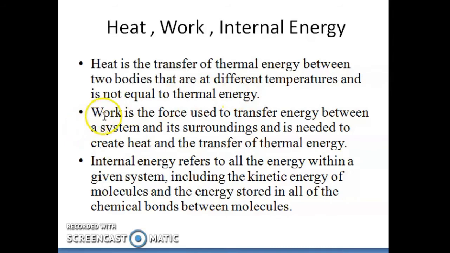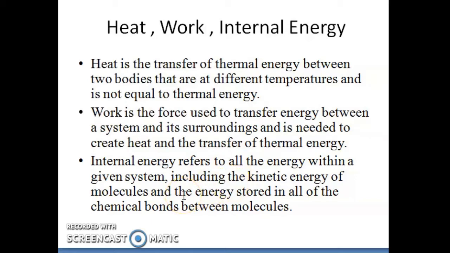And the second one is work. Work is the force which is used in order to transfer energy between a system and its surroundings. And that is needed to create heat and transfer of thermal energy. So work is basically a force.